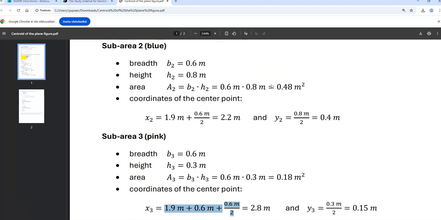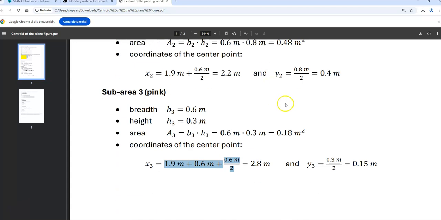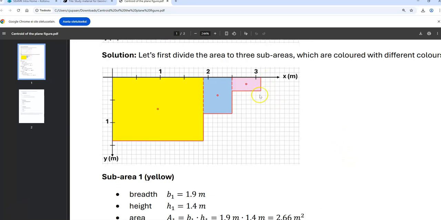or did we calculate that already? No, I forgot that. It was because the third figure touches the horizontal axis, so the y coordinate can be calculated simply by dividing the height by 2. But also we can see that from the figure.